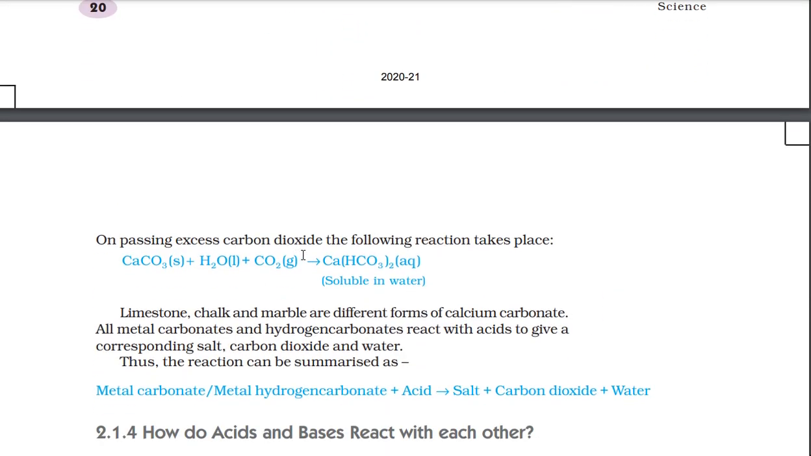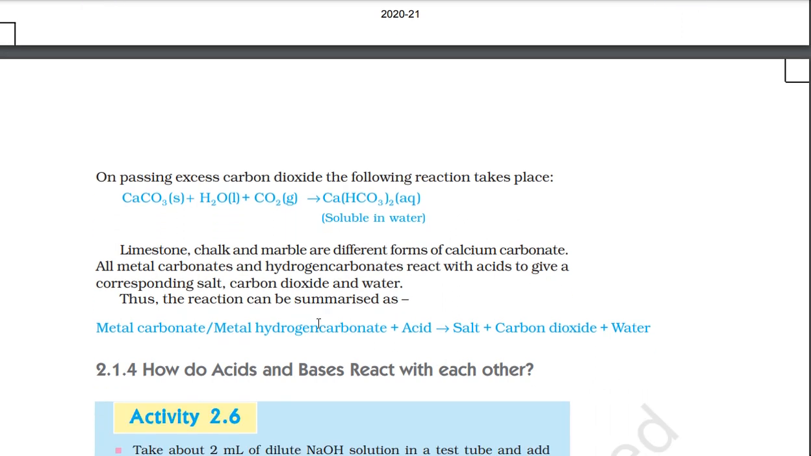On passing excess carbon dioxide, the following reaction takes place: CaCO3 plus H2O plus CO2 gives rise to Ca(HCO3)2, which is soluble in water. Limestone, chalk and marble are different forms of calcium carbonate. All metal carbonates and hydrogen carbonates react with acid to give the corresponding salt, carbon dioxide and water.